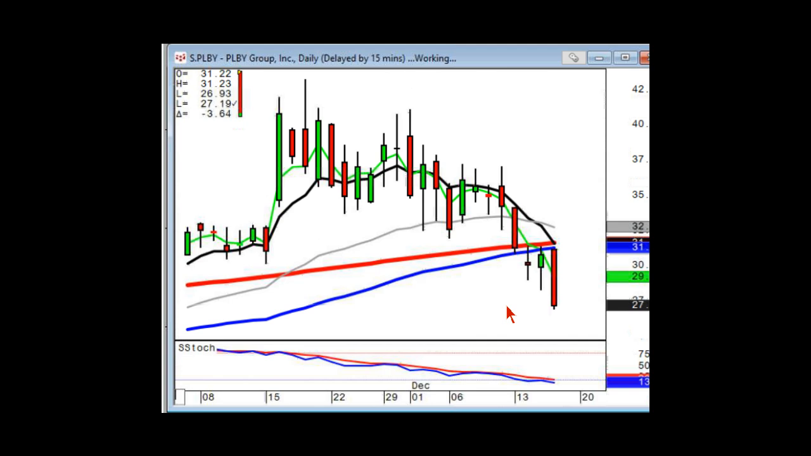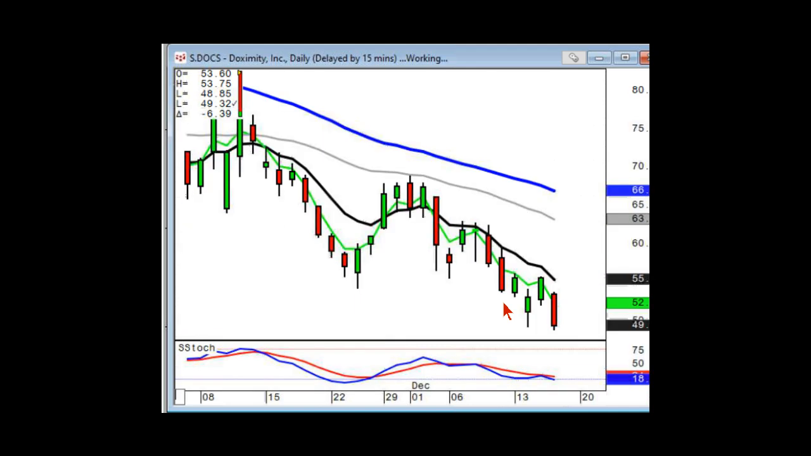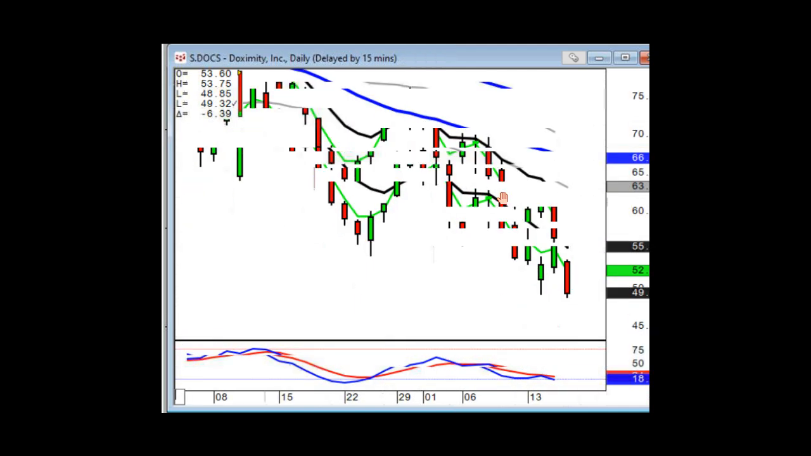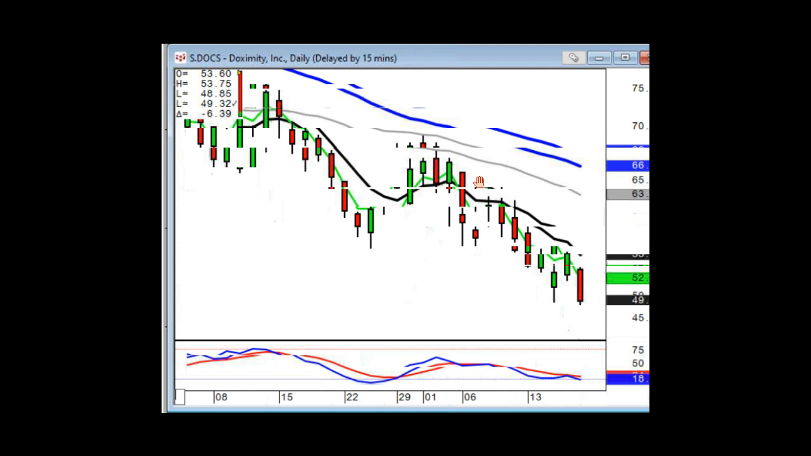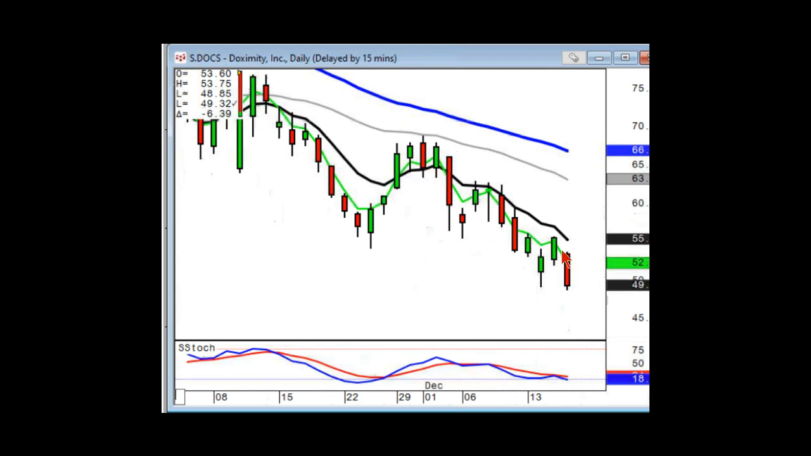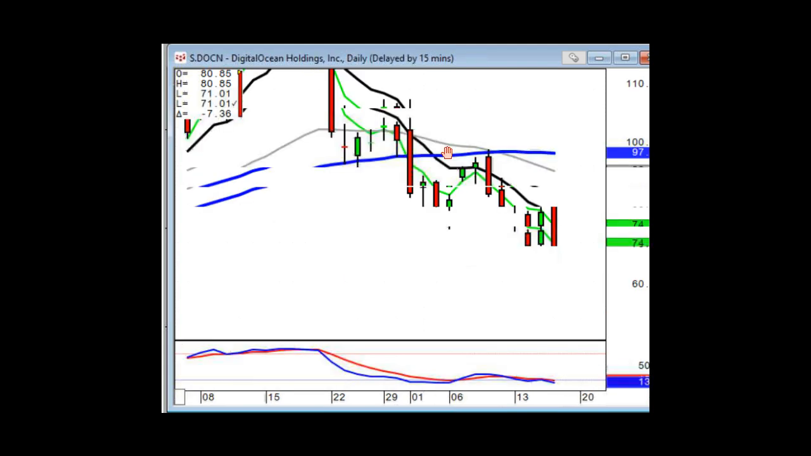Playboy, you can see kind of the rolling over. You could probably still be shorting this one. DOCS. If you were short, you could stay short if you happen to stay short. I should probably go to more of this one, DOCN.